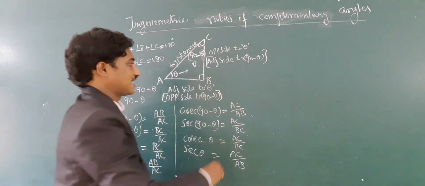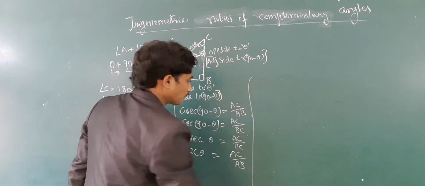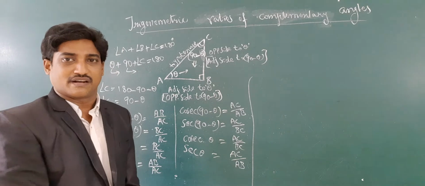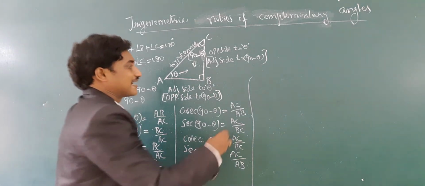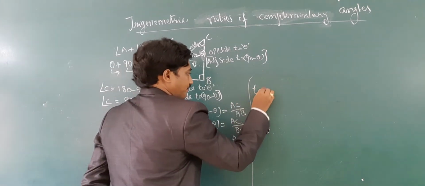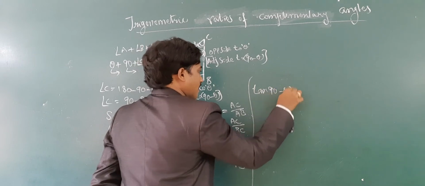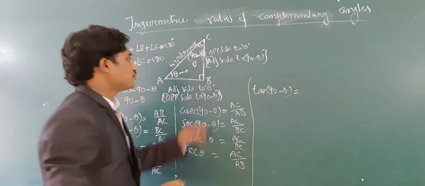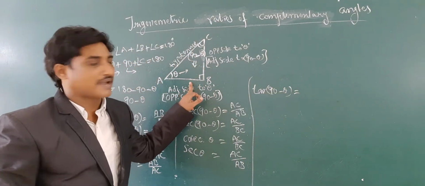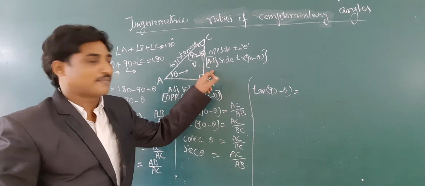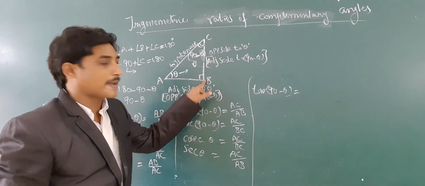Next, let us write tan theta and cot theta values. Tan 90 minus theta is the opposite side to 90 minus theta by the adjacent side to 90 minus theta, that is AB by BC.